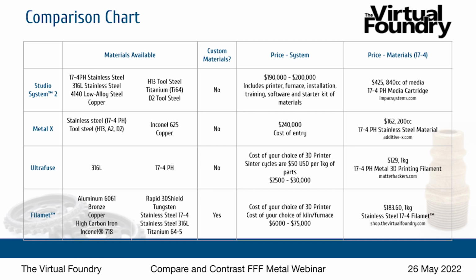Ultrafuse charges $129 for 1 kilogram of filament through MatterHackers. The Virtual Foundry charges $183.60 for 1 kilogram of filament, and that's through our own shop.